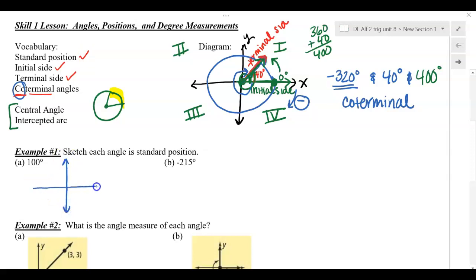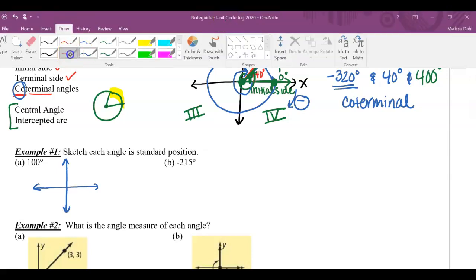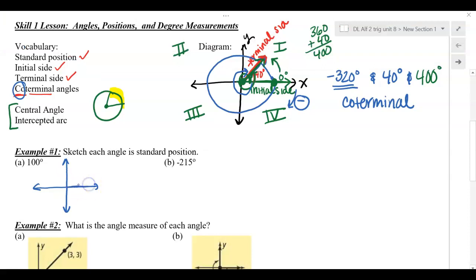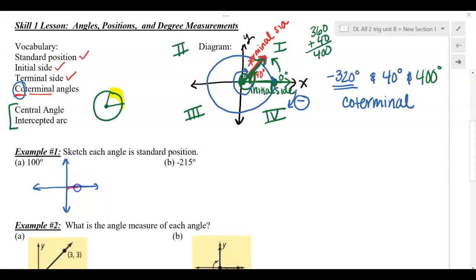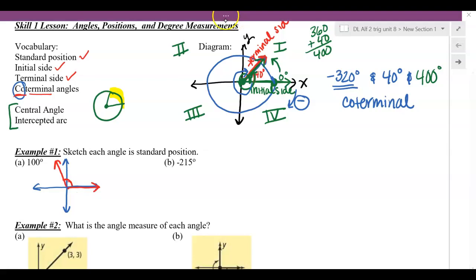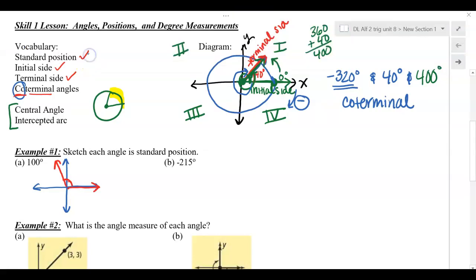So this is going to take a little bit of estimation, but you should land in the right quadrant and be somewhere in that correct space. So 100 degrees, remember we're going to think circle and we're going to think starting position on that positive x-axis. I would have my initial side, and then I would know that 90 degrees is this much, so 100 is just 10 degrees past that. So I would draw it somewhere like this, and it's this angle in here. That would be an example of an angle that could represent 100 degrees.